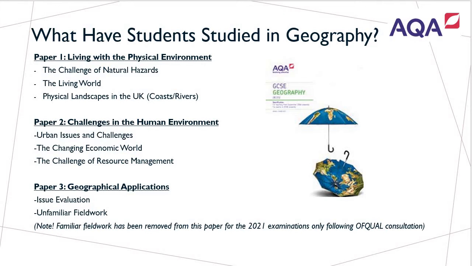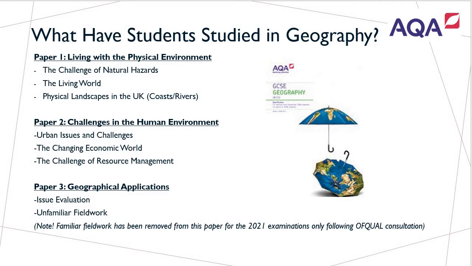Paper 2 is a separate exam paper, and this is focusing on the human geography that we have studied. So again, there are three topics: urban issues and challenges, the changing economic world, and the challenge of resource management. With the challenge of resource management, we have focused specifically on energy as a resource. So students will select the energy section when they get to that particular topic on their exam.